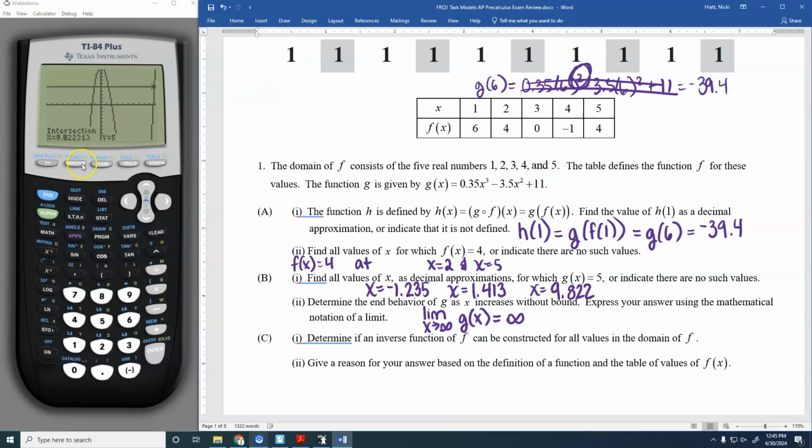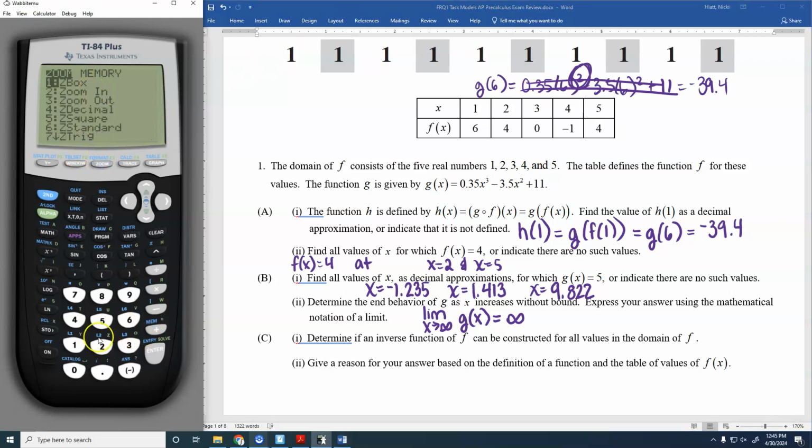Let's think about it with a graph. I'm going to zoom out a little bit here. So this one's asking you about f of x. It's asking you about the table. It's not asking you about g of x. Why didn't that zoom out like I wanted to? I hit the wrong button.